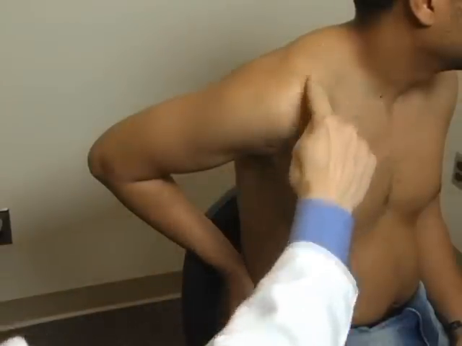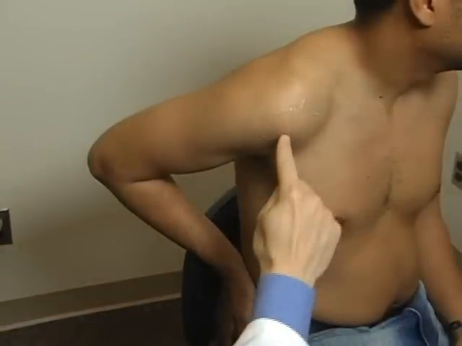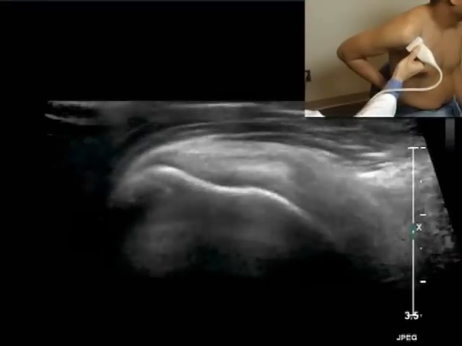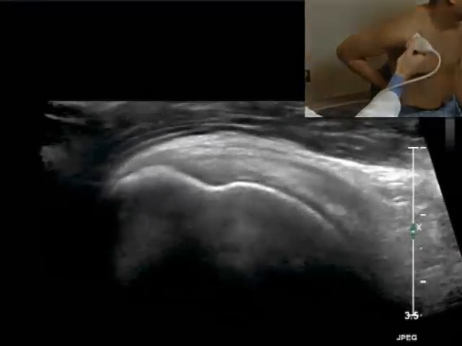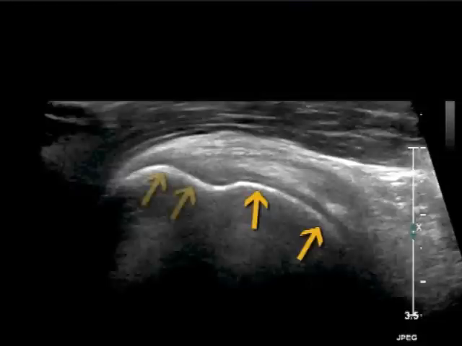In this position, the long axis of the supraspinatus is oblique in an orientation as traced by my index finger. The transducer is placed along the long axis of the supraspinatus tendon, and the characteristic contours of the humeral head and shelf of the greater tuberosity are identified.